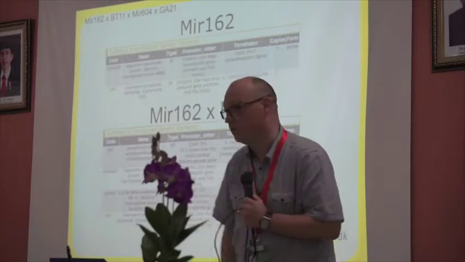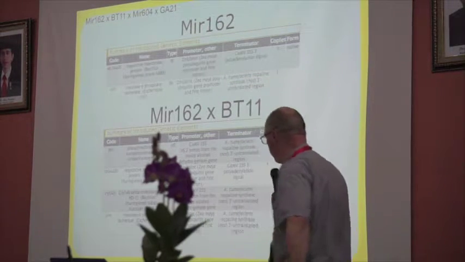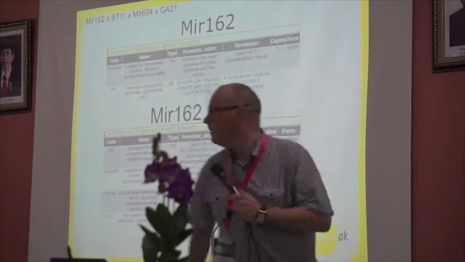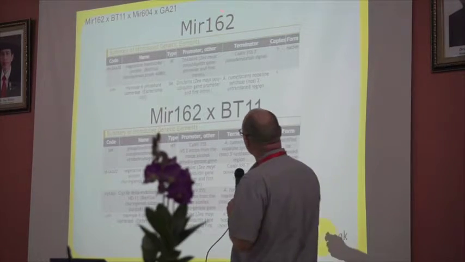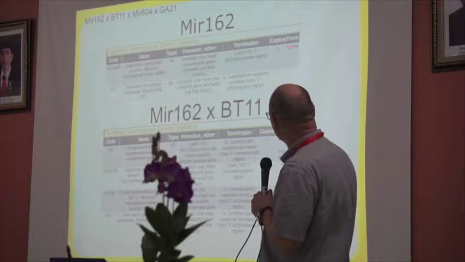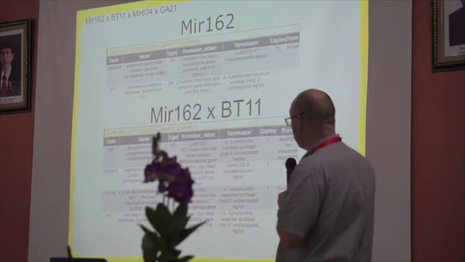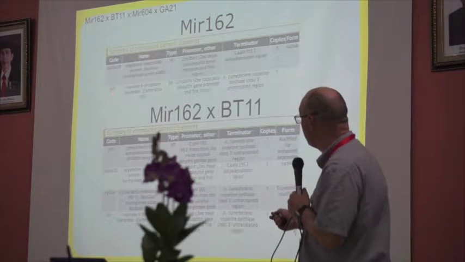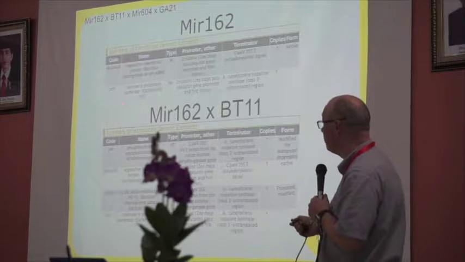I want to show you an example because it illustrates a couple of points I want to make. So this is what is called MIR162. It's from Syngenta. It has this insecticidal protein similar to BT, kills certain insects. It has a start and a stop signal. It's one copy. It says it's in its native form, meaning it hasn't been changed. It also has something else which is not important when it comes to killing insects, but it is important when they make the plant.